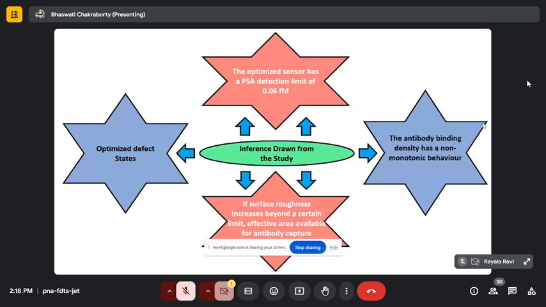Anyway, the inference drawn from this study was that the detection limit was 0.06 femtomolar for PSA biomolecule detection. Surface roughness increases beyond a certain limit, but if the effective area available for antibody capture does not increase likewise, it actually reduces. Antibody binding density has a non-monotonic behavior, and we tried to optimize the defect states over here.